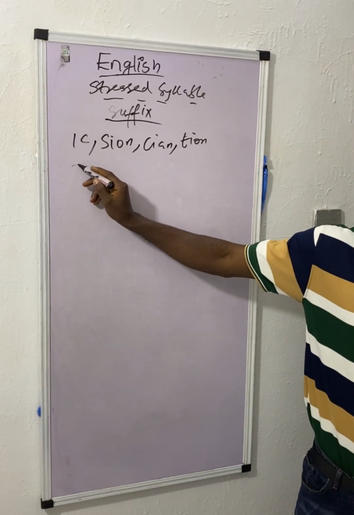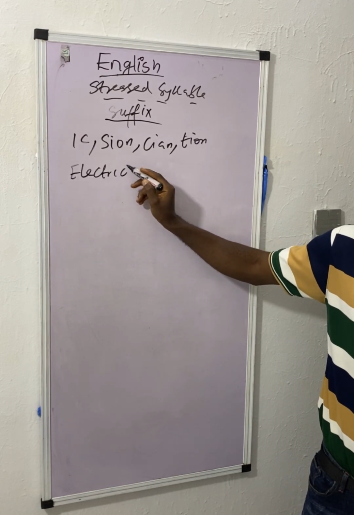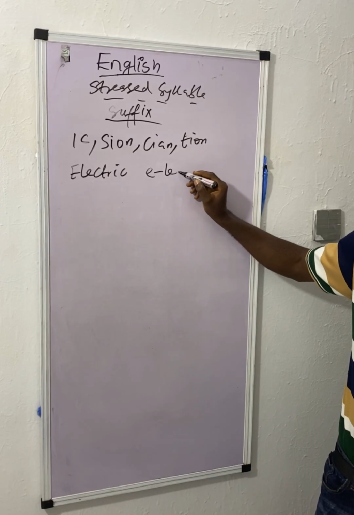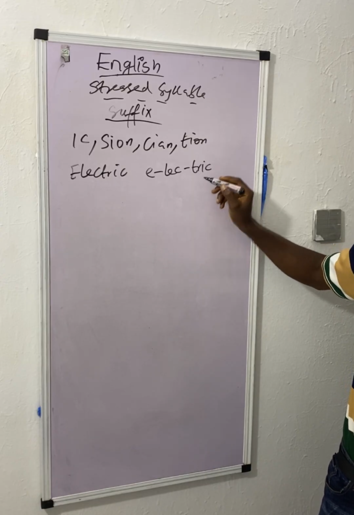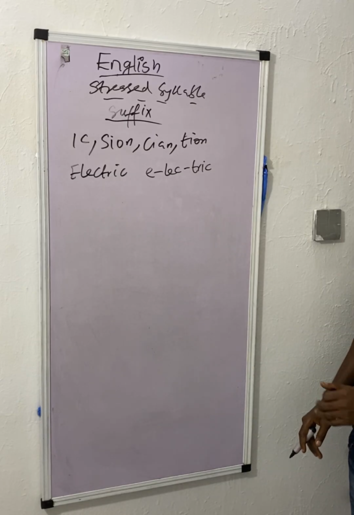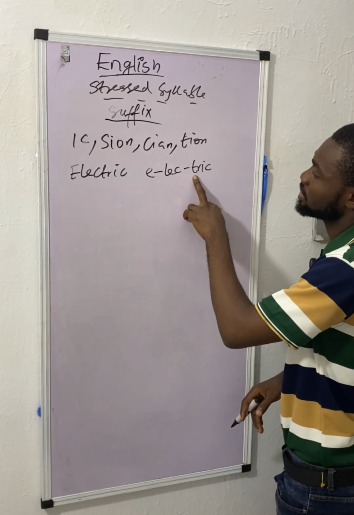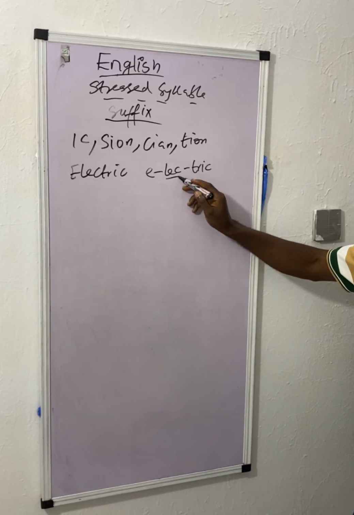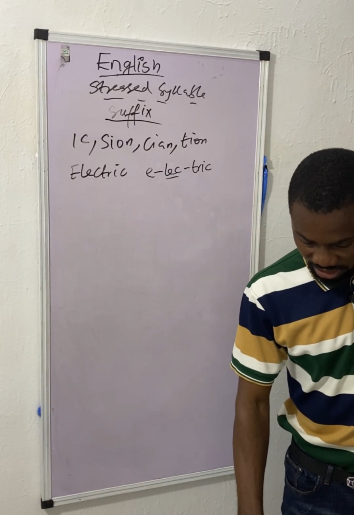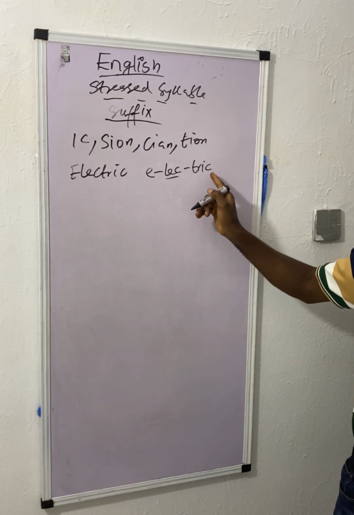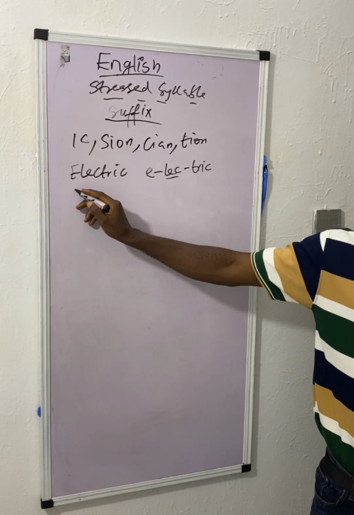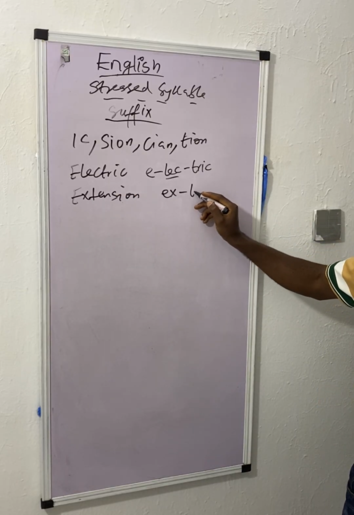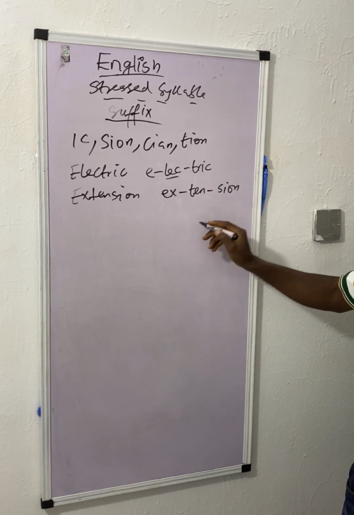For example, this one, electric. We write this one, electric. So the stress syllable should be here, this lec. The next we have is extension. So, the syllable before the suffix. Let's use extension. We break it down, ex, ten, then shion. Where should we have the stress syllable? Ten.